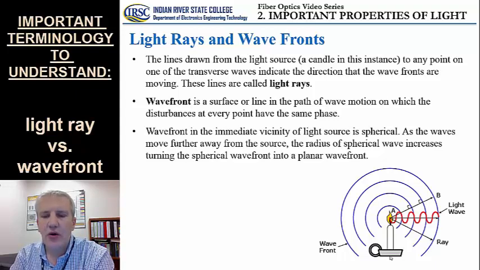If we connect all the points on one crest, we are creating something called a wavefront. In other words, the wavefront is a surface or line in the path of wave motion on which the disturbances at every point have the same phase. They are either at the peak or at the valley, or at the maximum or at the minimum. We can also create lines drawn from the light source to any point on one of the transverse waves. These lines indicate the direction that the wavefronts are moving, and those lines are the so-called light rays.